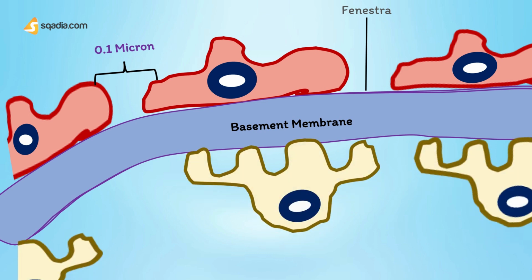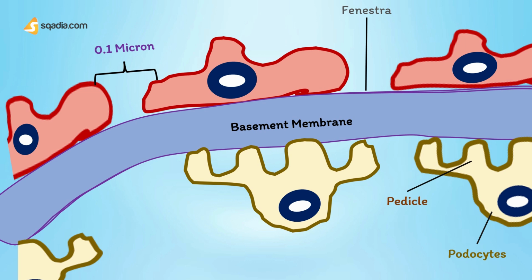The third layer is the visceral layer of Bowman capsule. This layer is formed by a single layer of flattened epithelial cells resting on a basement membrane. Each cell is connected with the basement membrane by cytoplasmic extensions called pedicles or feet. Epithelial cells with pedicles are called podocytes.